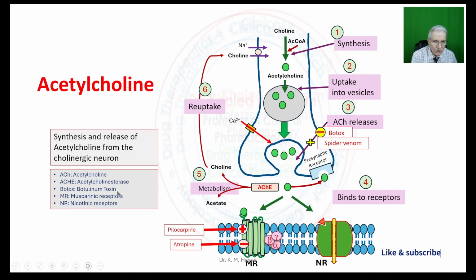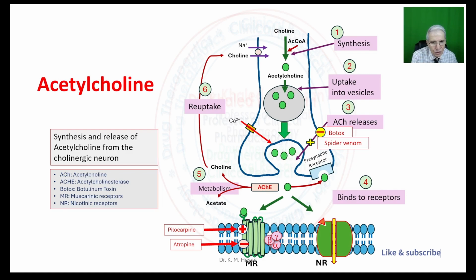The Botox, botulinum toxin, may be used for the treatment of wrinkles around the eyes or on the face. The main mechanism of action of botulinum toxin is inhibiting the release of acetylcholine. And we know that acetylcholine causes skeletal muscle contraction. In this case, the Botox will inhibit the release of acetylcholine, and this will lead to skeletal muscle relaxation and remove the wrinkles around the eye.